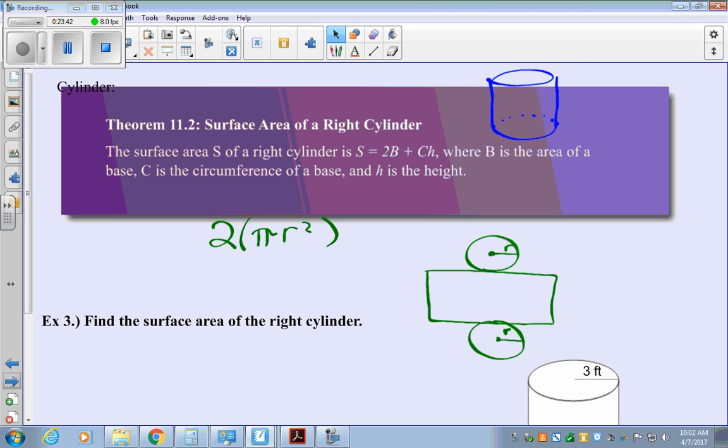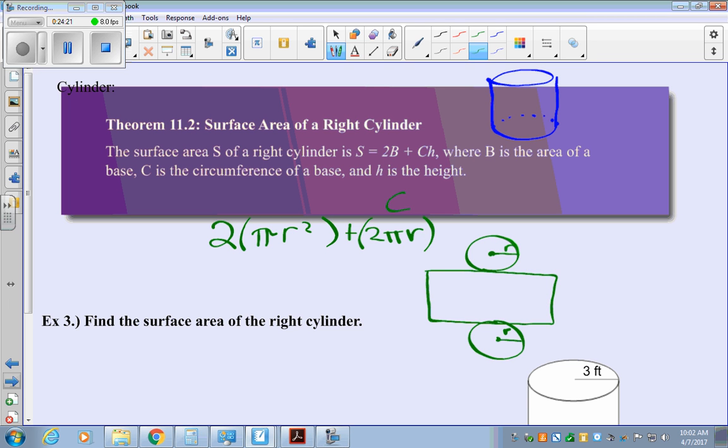Now if I were to fold this back up, so here's my rectangle, you can see that the top of my rectangle has the same length as the circumference of my circle. So that's why they say C. So this is C for circumference. What is the circumference of a circle? Using radius, since that's what I have drawn. Circumference of a circle, 2 pi r.